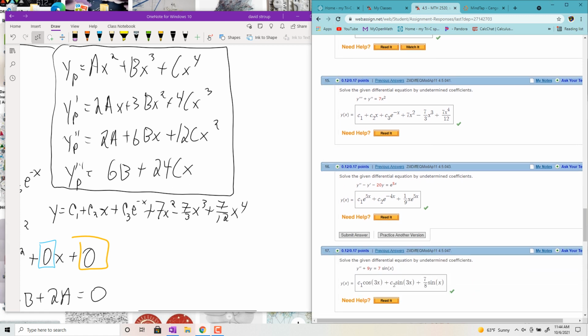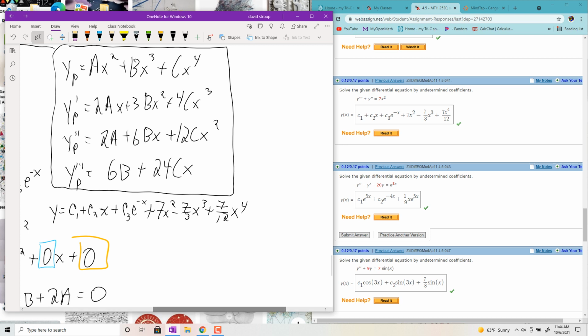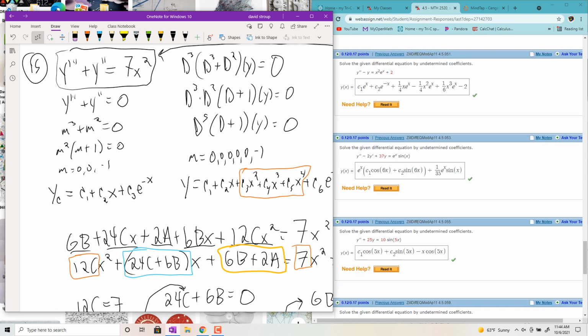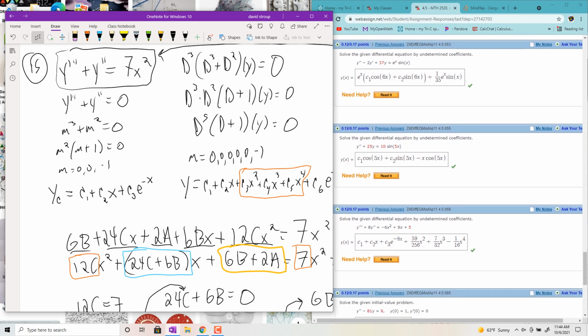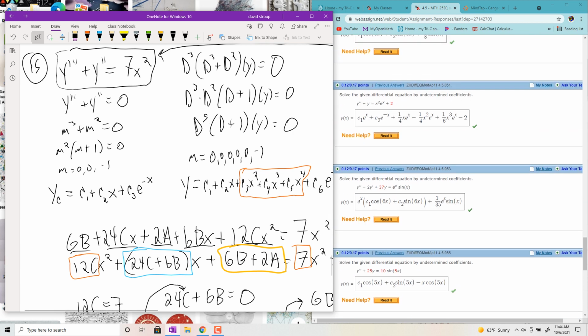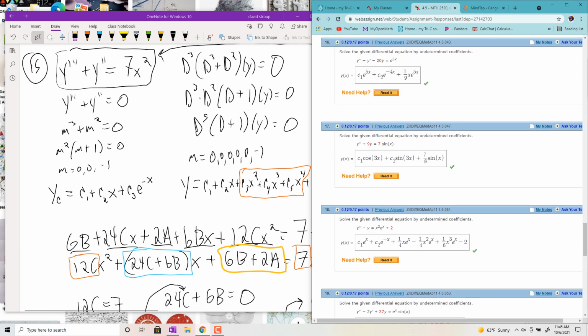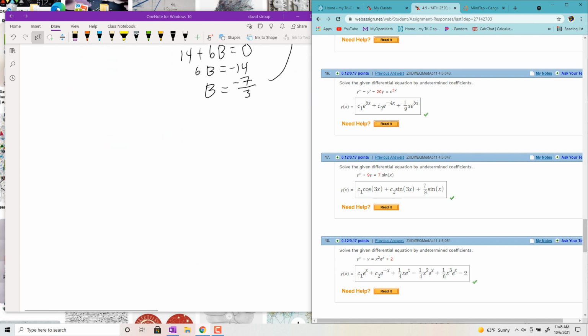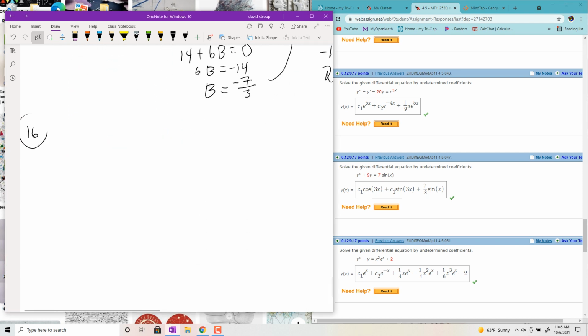Let me try number 16, I guess. They get harder and harder as you go. They can be quite annoying, especially if you don't get the answer. And some of these have some pretty nasty fractions involved. Let's look at number 16, I guess. So I have y double prime minus y prime minus 20y equals e to the 5x.